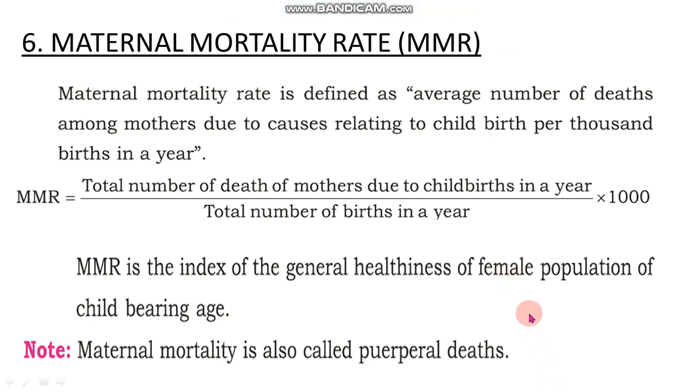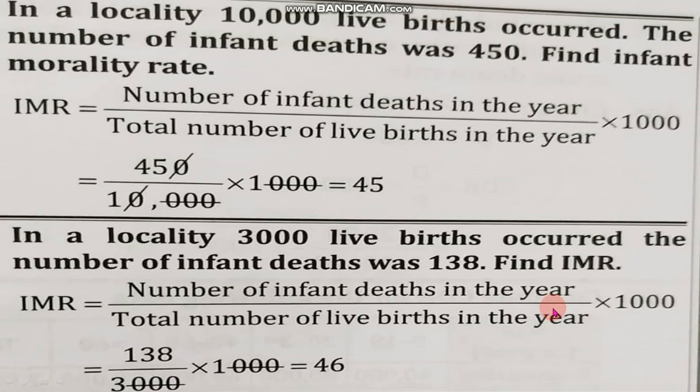So these are the three very good indicators to measure how nations are providing for the people, whether there are medical facilities, shelter, water facilities, and all the medical activities. Let me go to an example for all three. In a locality, 10,000 live births occurred and the number of infant deaths was 450. Find the infant mortality rate.